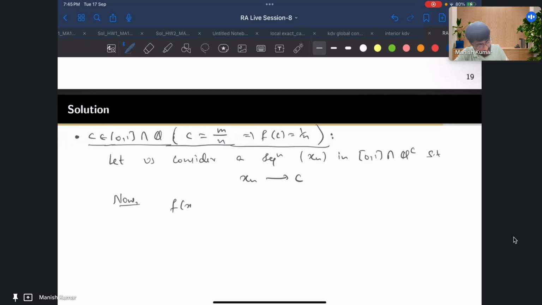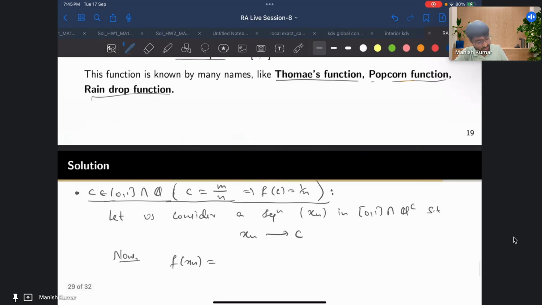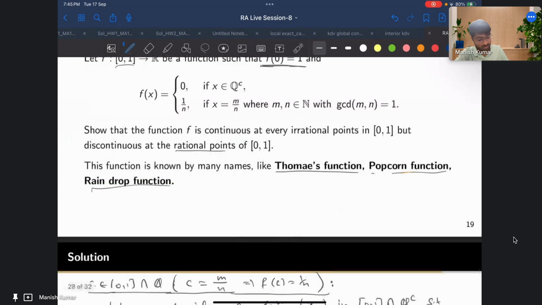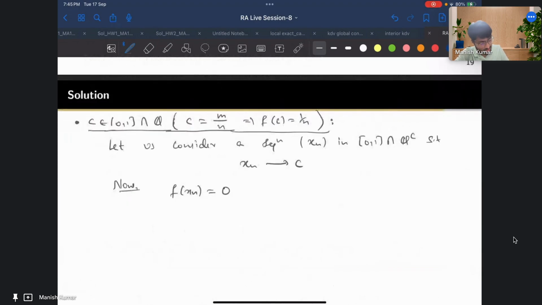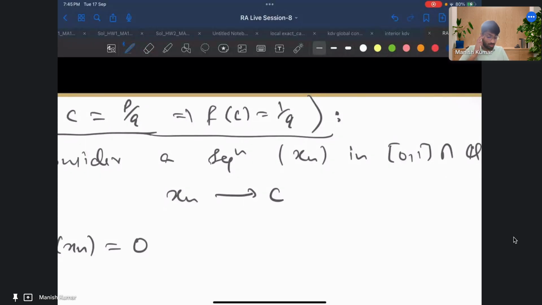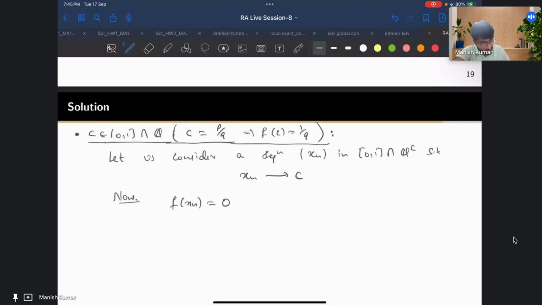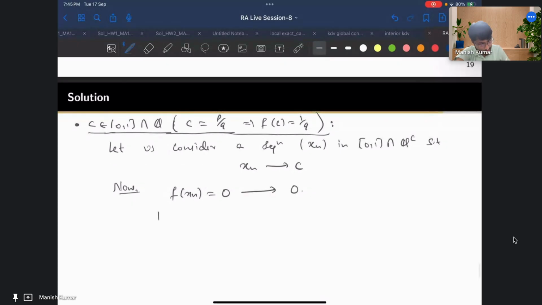Now f of xn, what is f of xn? When x is irrational, f of x is going to be 0. So this means f of xn is going to be 0. Maybe I should write c in p by q form, otherwise there will be confusion with n. So f of xn is 0, and so this will converge to 0. But f of c, what is f of c? f of c is 1 by q here, and this is not 0 for any q. For any q you choose in the natural numbers, it is not going to be 0.